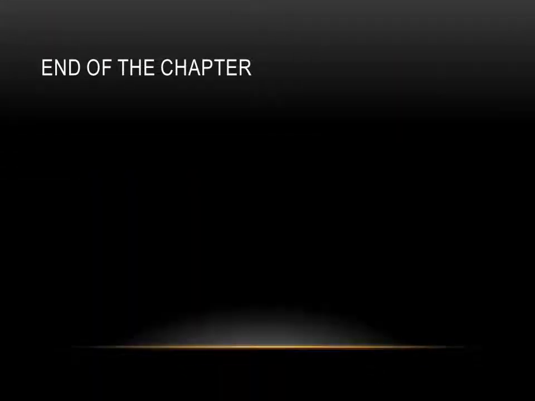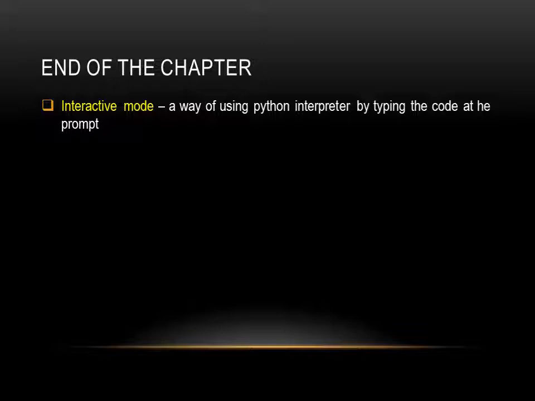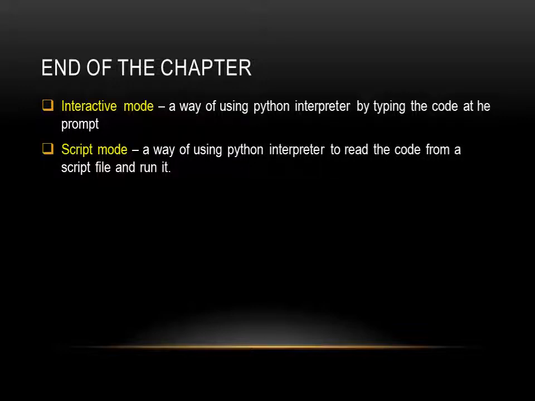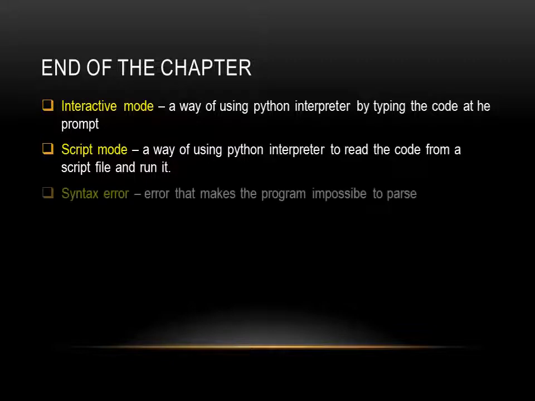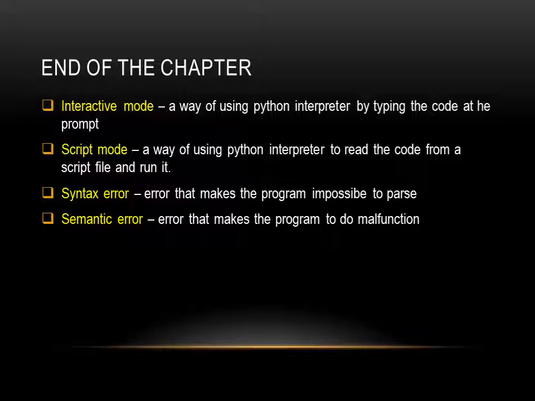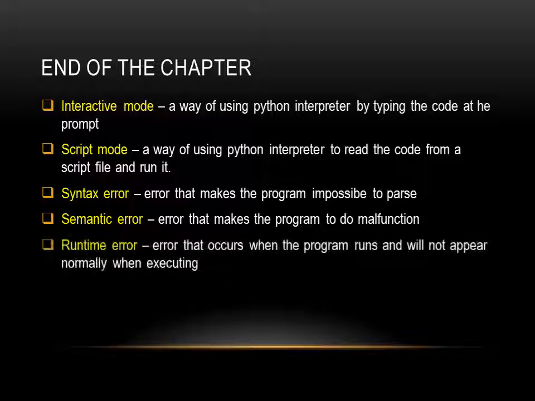Now we are at the end of the chapter. Interactive mode, a way of using the Python interpreter by typing the code at the prompt. Script mode, a way of using the Python interpreter to read the code from a file and run it. Syntax error, the error that makes the program impossible to parse. Semantic error, an error that makes the program malfunction. Runtime error, an error that occurs when the program runs and will not normally appear when typing the code.